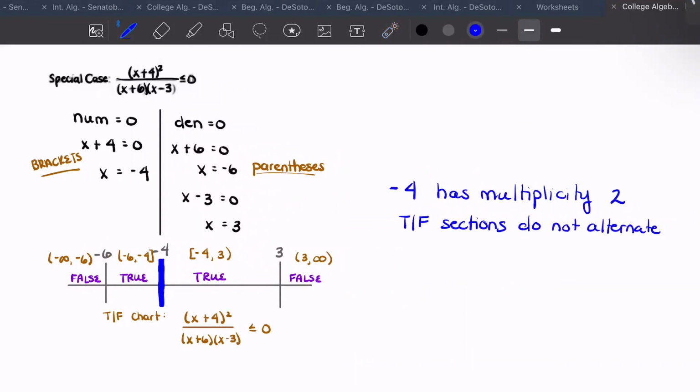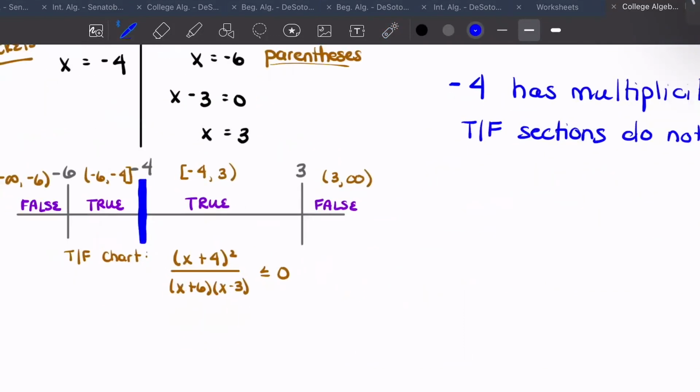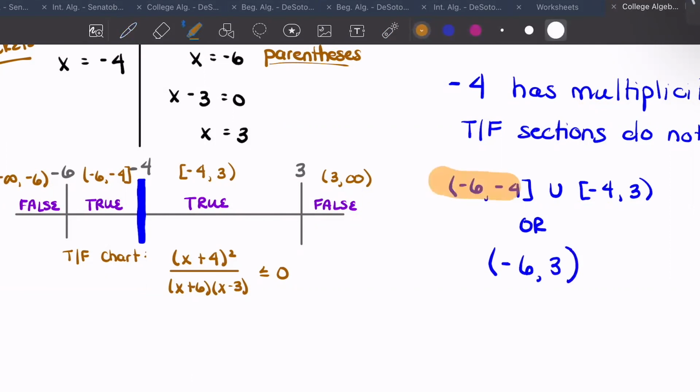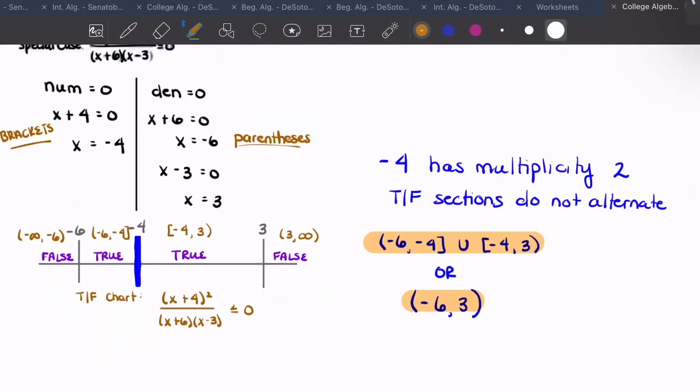All right, so your answer for this would be -6 to -4 union -4 to 3. Well, if you look at that hard for a second, you would see that it's just this entire interval. It's the interval from -6 to 3, right? So you could write it as -6, comma 3, either one, because of that multiplicity. Okay, but that is a special case whenever you do have multiplicity.